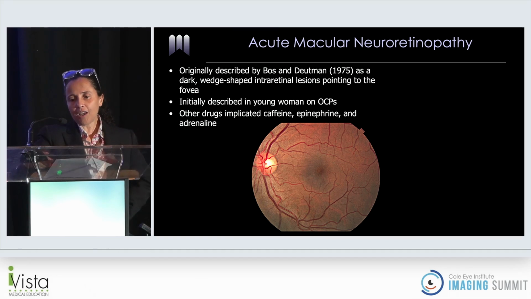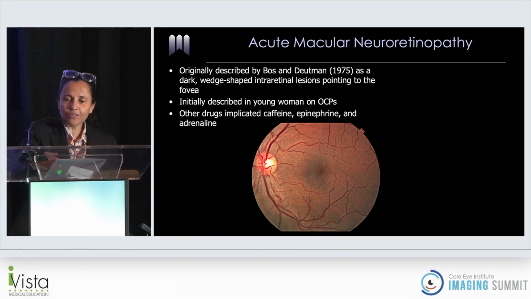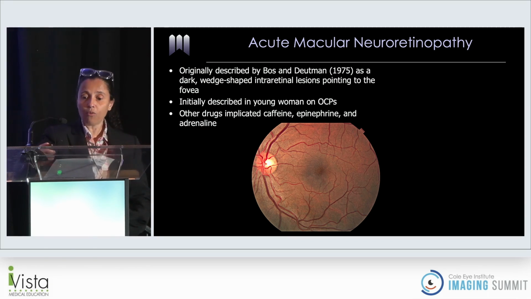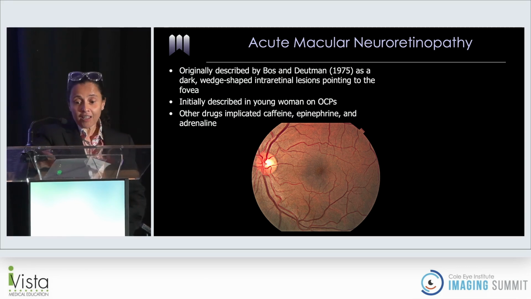So we started with AMN because that's my foray into white dots. That was a patient I saw at the county. She came in, acute loss of vision in both eyes, had these big scotomas. She had drank a whole bottle of NyQuil the night before and woke up with these scotomas. And she came to the county.